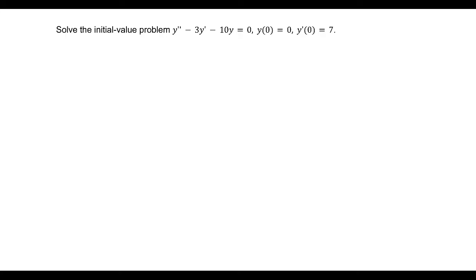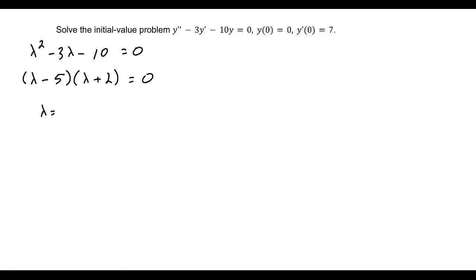Let's begin by considering the characteristic equation for this initial value problem, this differential equation. This would be lambda squared minus 3 lambda minus 10 equals 0. Now, because this factors as (lambda minus 5)(lambda plus 2) equals 0, we see that lambda is equal to negative 2 or 5.